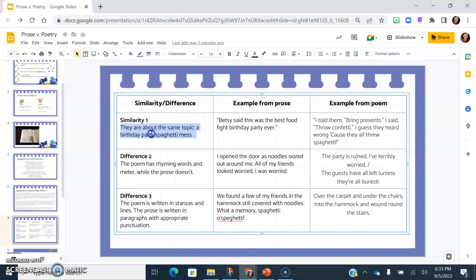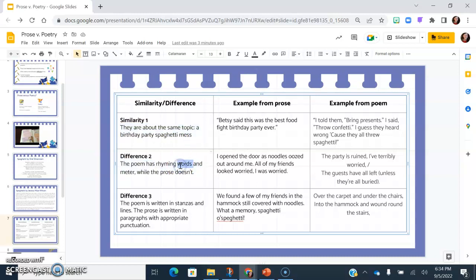The first similarity is they are both about the same topic. They're both about a birthday party, spaghetti mess. In the example of prose, it said, Betsy said this was the best food fight birthday party ever. In the example from the poem, it said, I told them, bring presents. I said, throw confetti. I guess they heard wrong because they all threw spaghetti. These two lines show that they are both about the same topic.